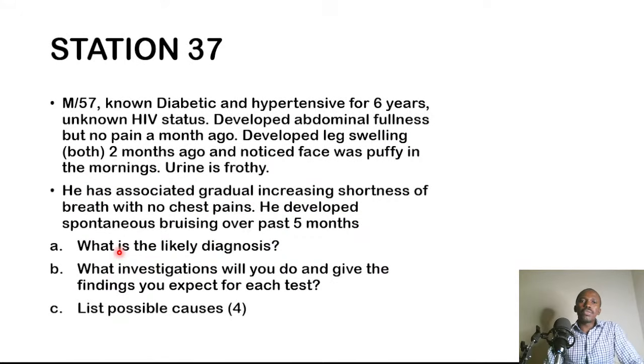Now, moving on to station 37, a male, 57, known diabetic and hypertensive for 6 years, unknown HIV status, developed abdominal fullness, but no pain a month ago. Developed leg swelling, both legs 2 months ago, and noticed the face was puffy in the morning and the urine was frothy. So the puffy face and frothy urine should give you something in your mind.